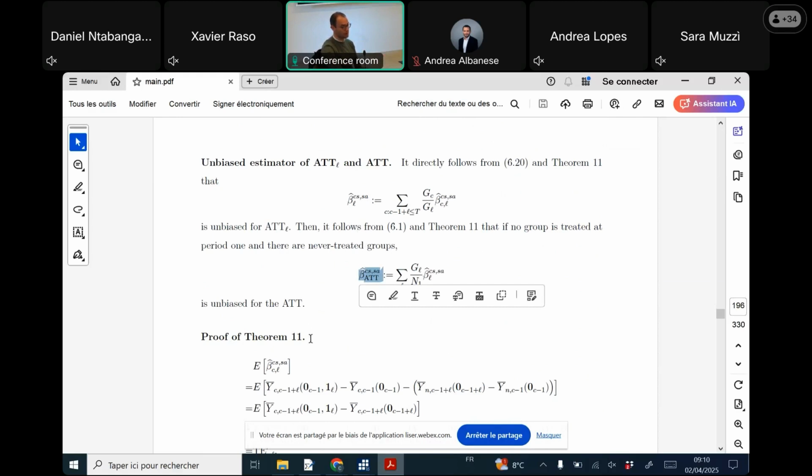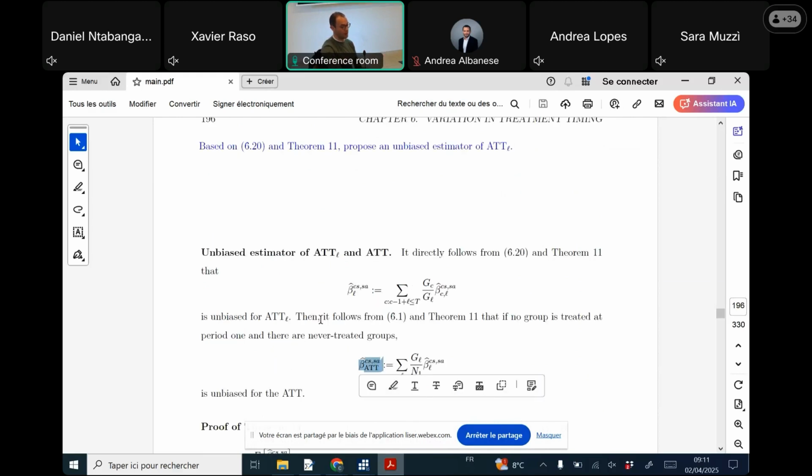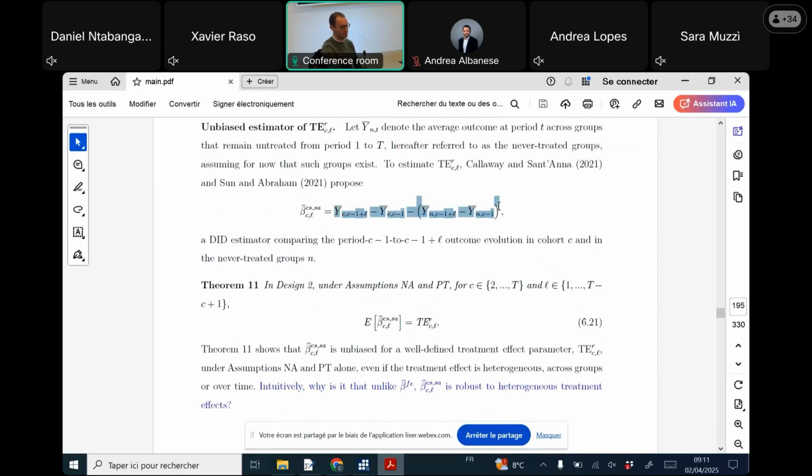So we can prove the result for the building block estimator, because it's actually not very difficult to prove. We start from the definition of the estimator, and we're looking at the expectation of this thing. Then we realize that in a binary and staggered design, and by the definition of the cohorts, this is the outcome of cohort C before it gets treated. So it's the never treated outcome of cohort C at date C-1. And here we're looking at the never treated group. So those two outcomes are also never treated potential outcomes.